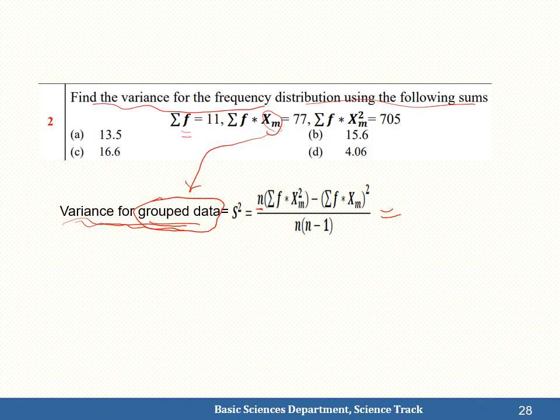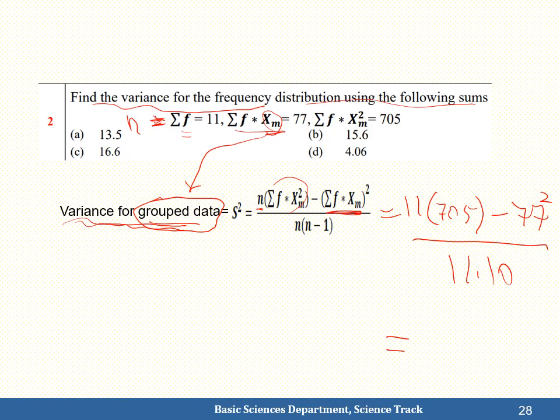And n, what is n? This is the number of the data values or the number of the frequencies. So this will be 11, so it will be 11 times, and what is this sum? It's 705 minus, and what is this sum? This is 77 squared divided by 11 times 10, and this will be 1,826 over 110, and this becomes 16.6. So the answer is C.